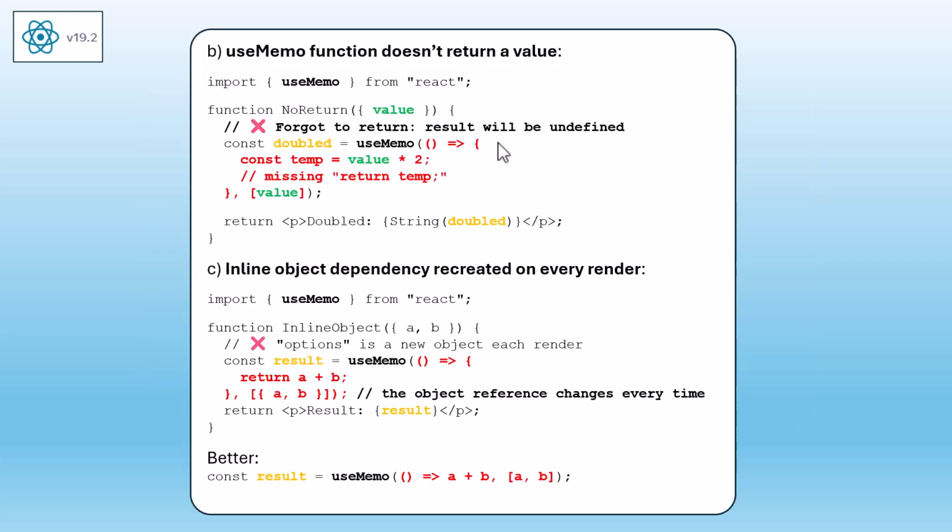The value returned from memoization appears undefined or incorrect. Often this stems from using a function body that does not explicitly return a value. Ensuring the calculation returns the intended result fixes this. The dependency is an object or function created inline and thus changed on every render. To avoid this, either memoize that object or function itself, or refactor so that you pass in primitives or stable references as dependencies.